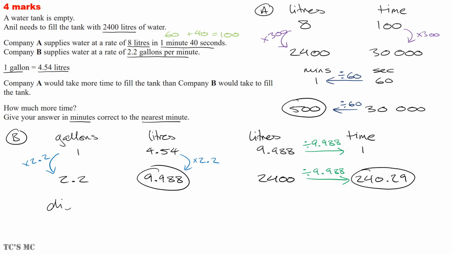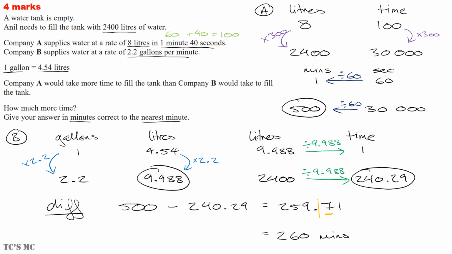Now we can work out the difference. We need to do 500 subtract 240.29. We get 259.71. However, the question says to the nearest minute, which is the nearest whole number. That 7 means round up. So our answer is 260 minutes. And that is our fourth mark.